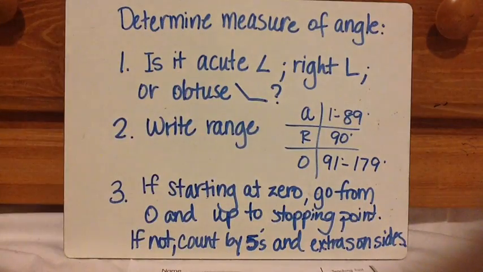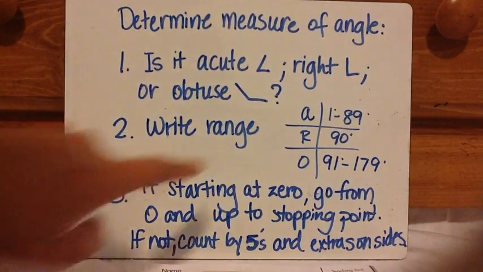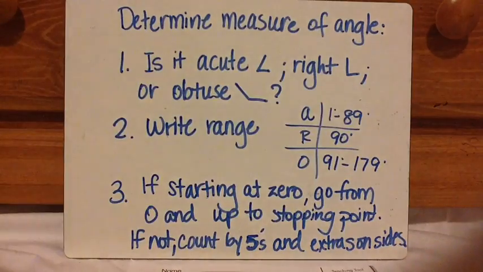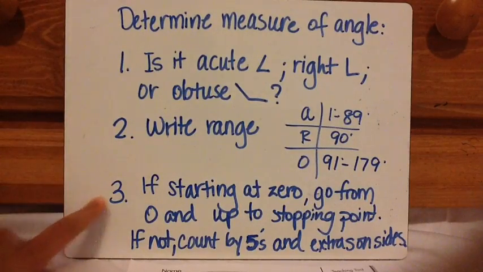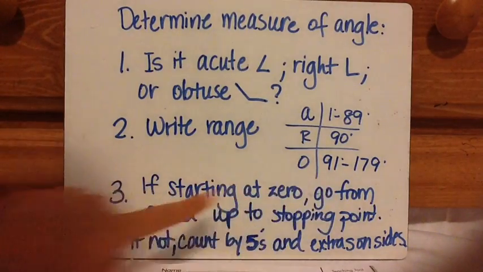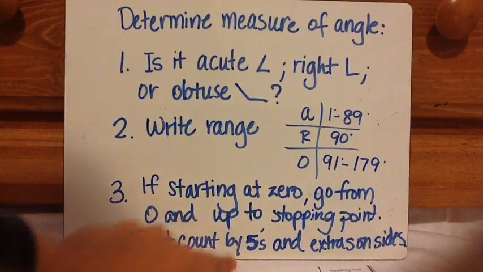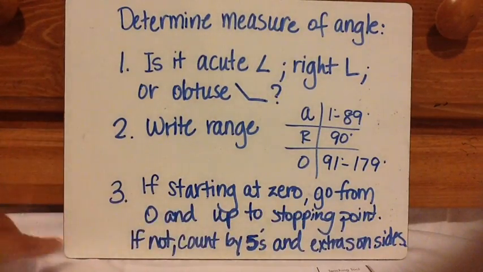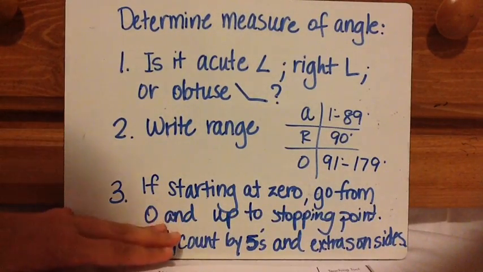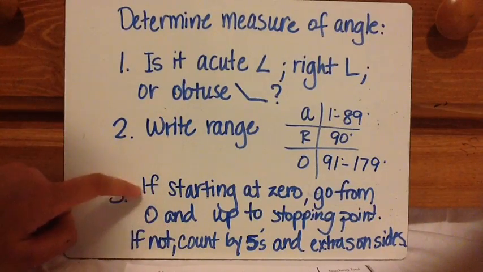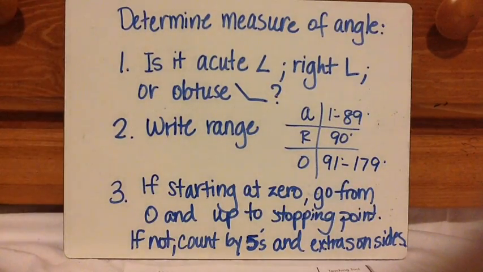As soon as you determine if it's acute, right, or obtuse, I want you to write the range next to it. And then the third step is, if it's starting at 0, go from 0 and up to a stopping point. And if not, count by 5s and extras on the sides. Don't worry about this one. Just focus on this one. I'm going to go over this one more first.